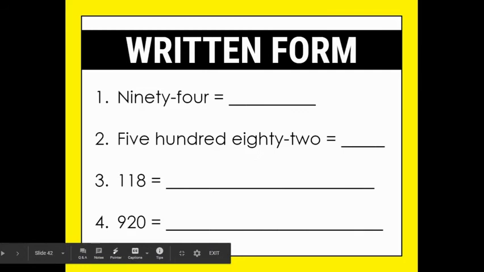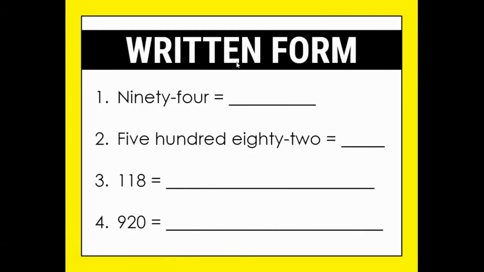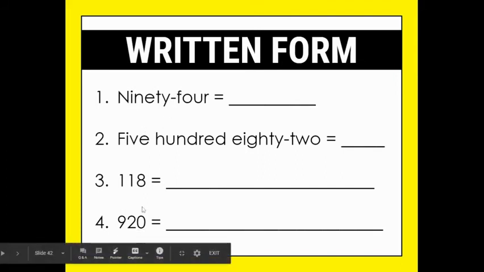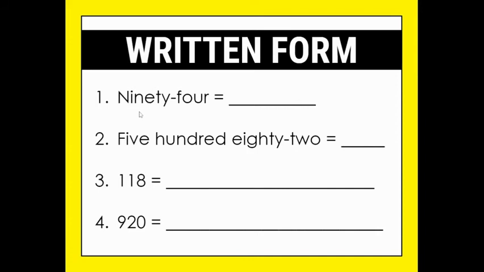Now let's practice some written form. I know we did it the other day, but now we have numbers that go into the 3 digits. So let's start with this one written out. This says 94. So written in standard form, it's just 94.